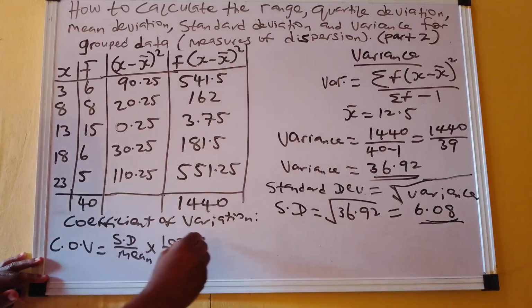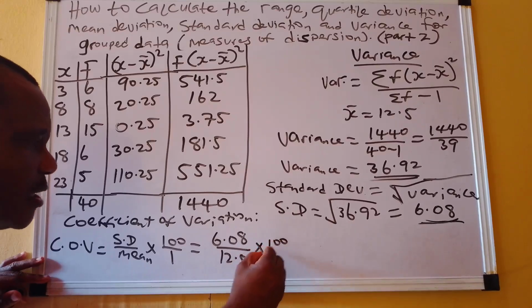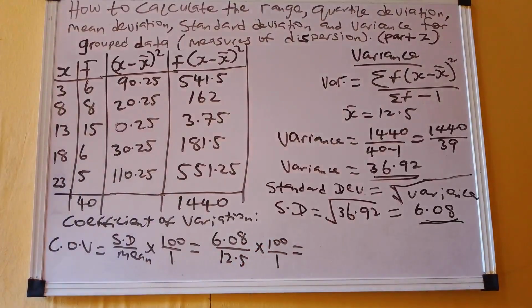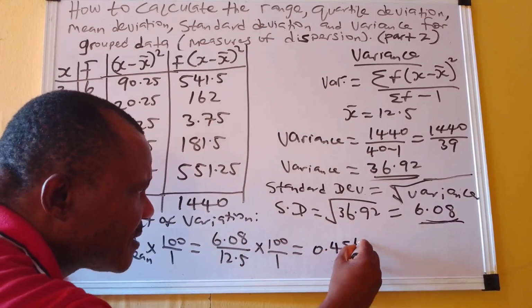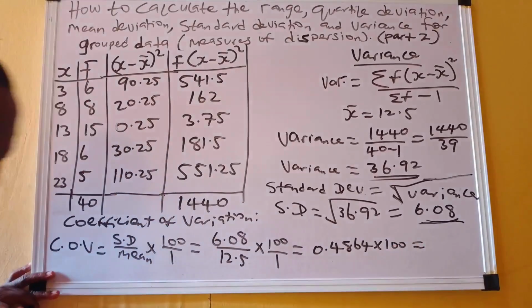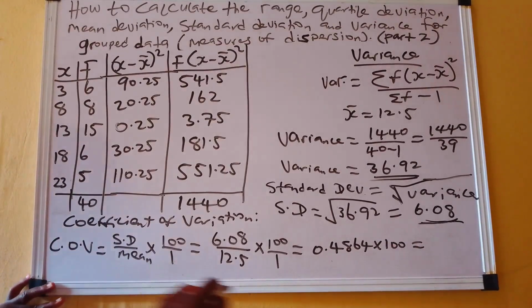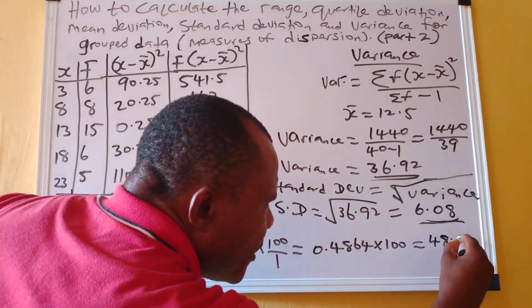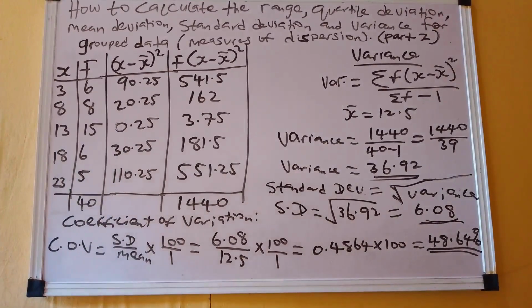That will be equal to our standard deviation, 6.08, all over our mean, 12.5, times 100 all over 1. And that is equal to 6.08 divided by 12.5, which will be 0.4864. 0.4864 times 100 will be 48.64%. So our coefficient of variation is 48.64%.